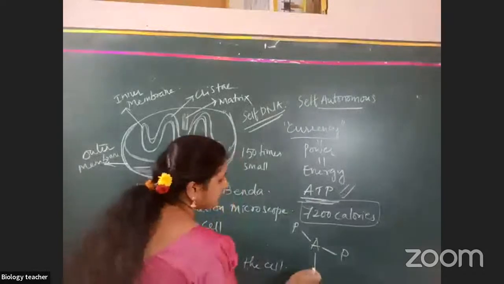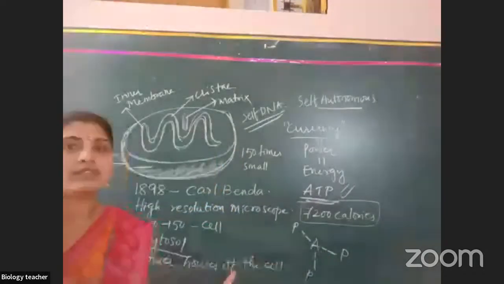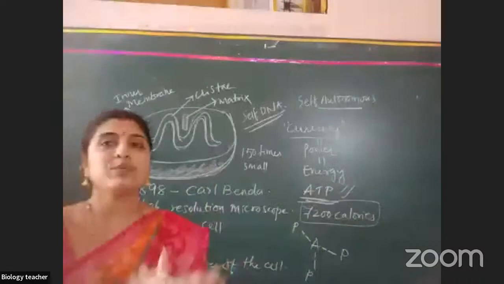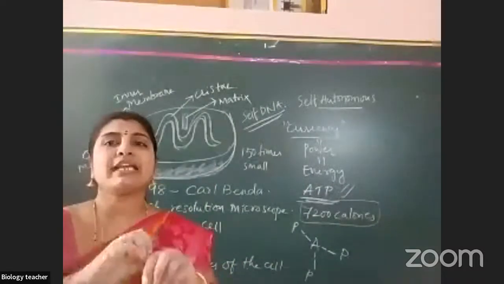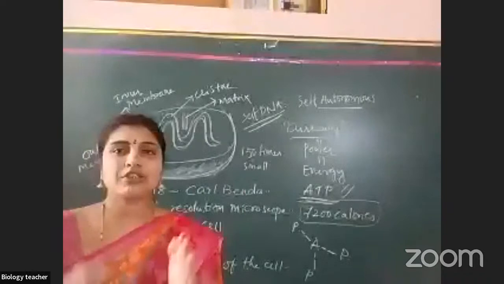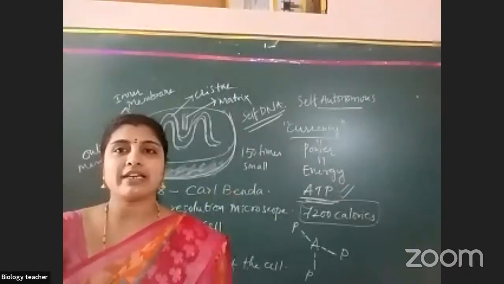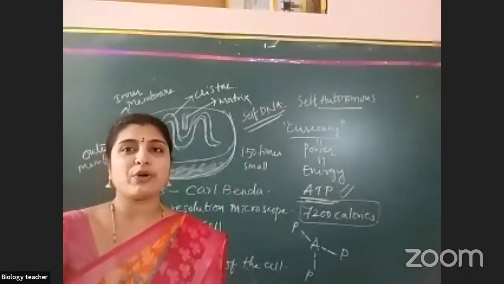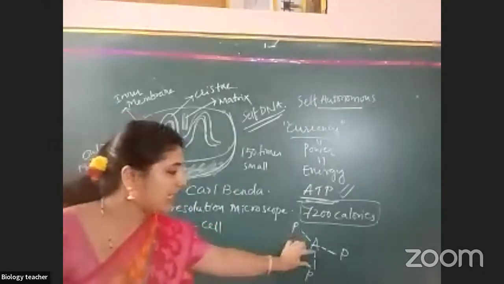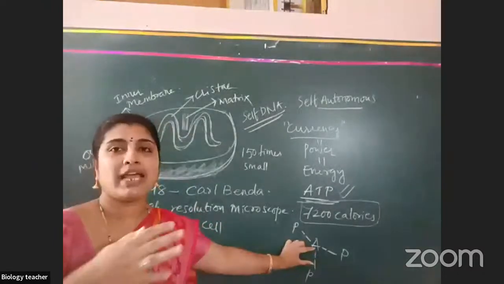If we break down the bonds here, energy is released. For making bonds, energy is required. For breaking bonds, energy is released. So if we make a bond, what is needed? Energy is needed. If we break that bond, what is produced? Energy is released. So here energy is stored, and if we break it, energy is produced.